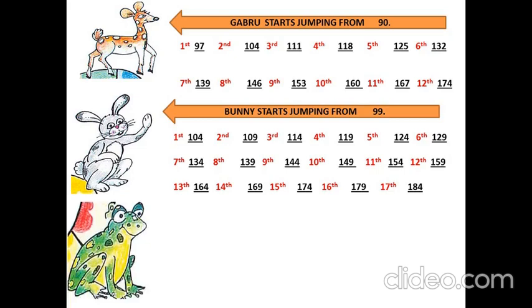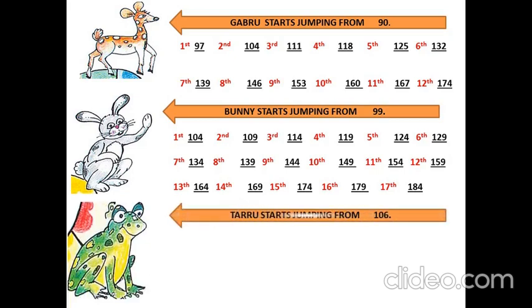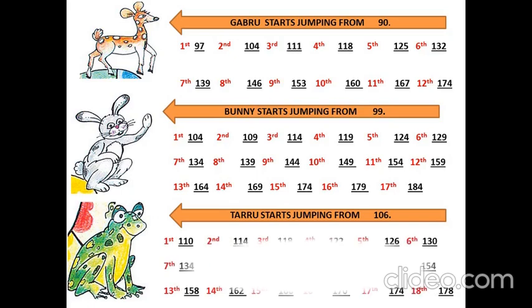Taru the frog starts jumping from 106. Taru jumps on every 4th box. So 106 plus 4, 110. So in its first jump, Taru will reach 110. In its second jump, it will reach 110 plus 4, 114. In its third jump, it will reach 118, and so on.